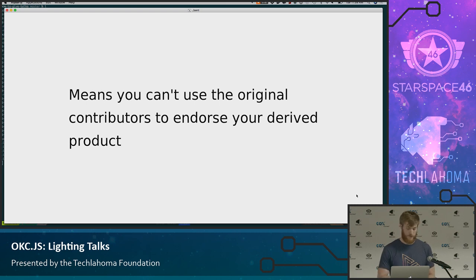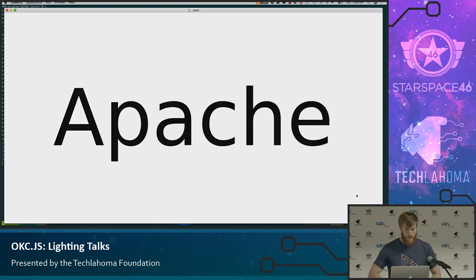And we just went over that. You can't use the original contributors to endorse your derived product. But otherwise, it's similar to MIT. You can distribute it however you want to. You can make changes. It does have to be free, so very similar otherwise. Apache is the last one of this category we're going to talk about. And then after that, we've just got 3 more.